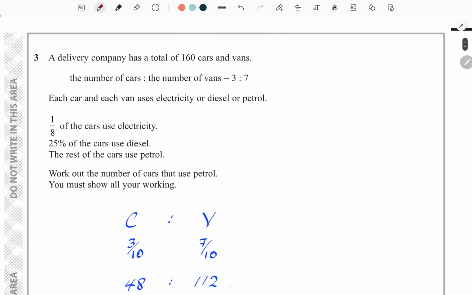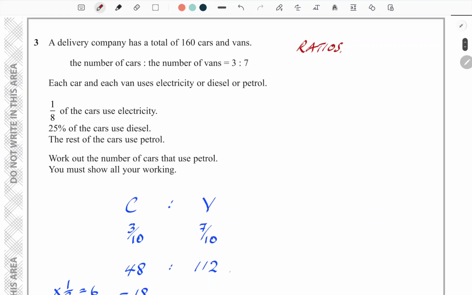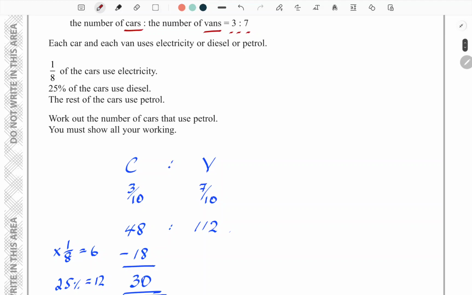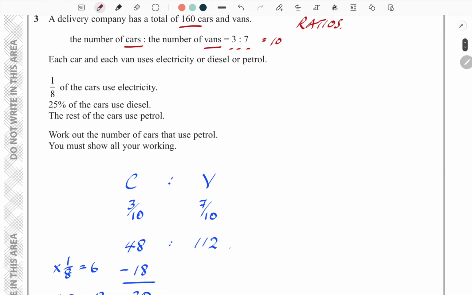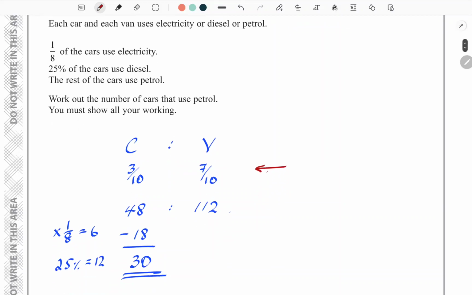All right. Number 3, ratios. And it's sort of like ratios within ratios, this one. A delivery company has a total of 160 cars. So that's the total number. And they are divided into cars and vans in the ratio of 3 to 7, as you can see. All right. So first thing we do, remember that total is 10. So 10 parts, if you like. All right. So I'm going to put it into fractions. So cars to vans, it's 3/10 to 7/10.